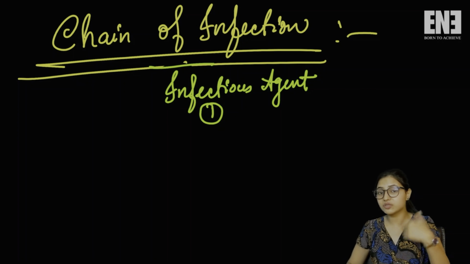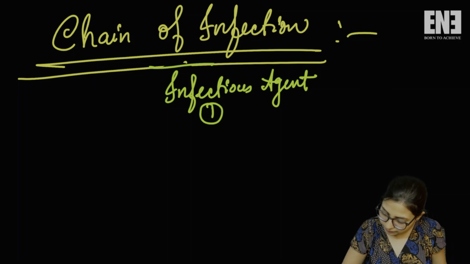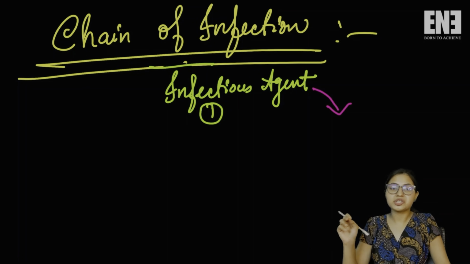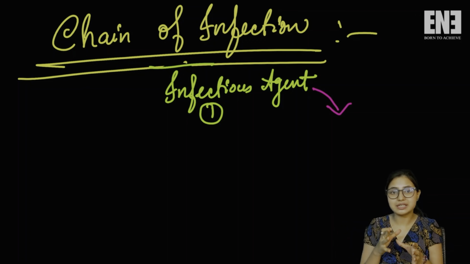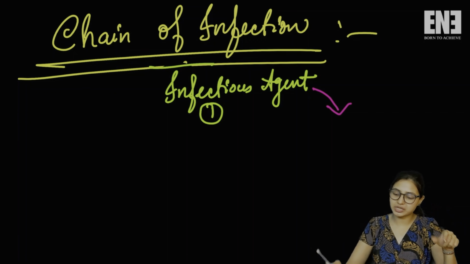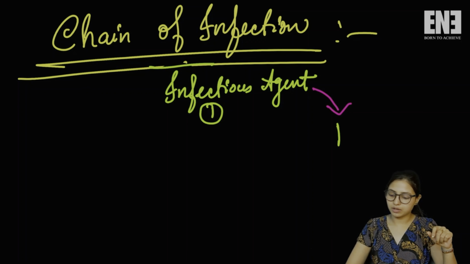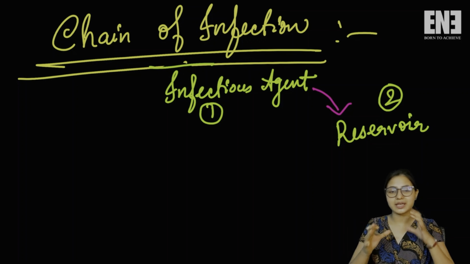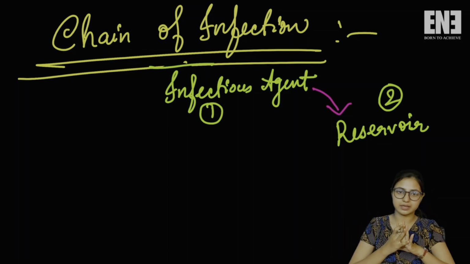Then what will this agent do? उसको क्या चाहिए? इन्फेक्शन कॉज करने के लिए that agent needs a body. Okay, it needs a host's body which will act as a reservoir. So the infectious agent wants a reservoir. Okay, so this is part 2 of the cycle.